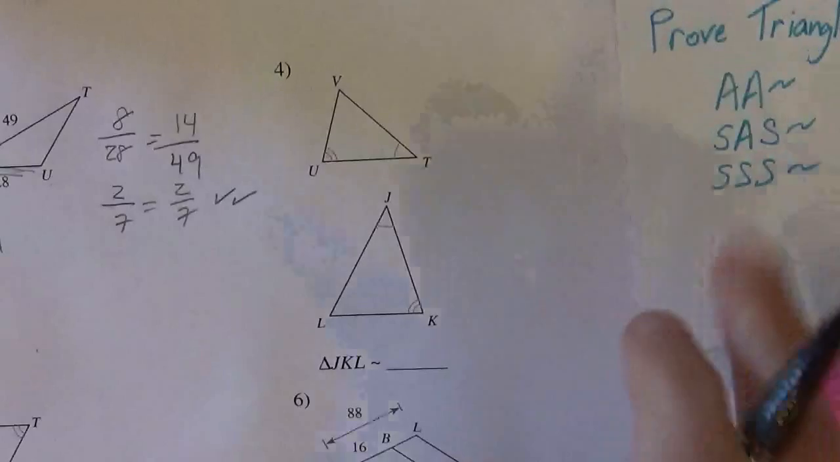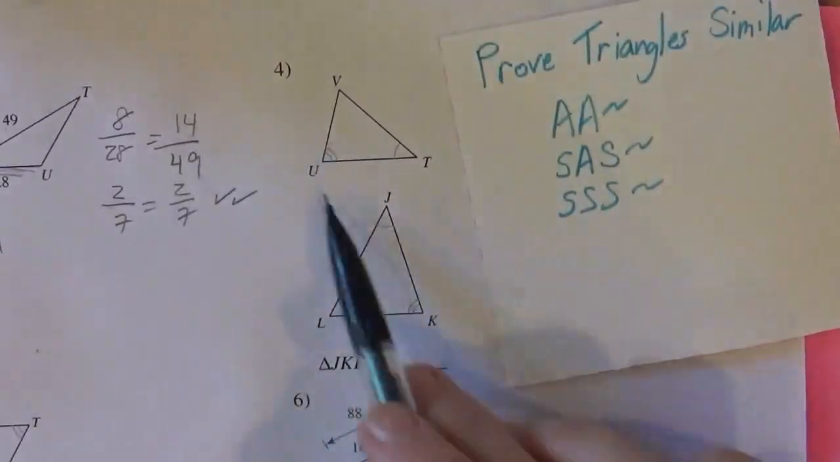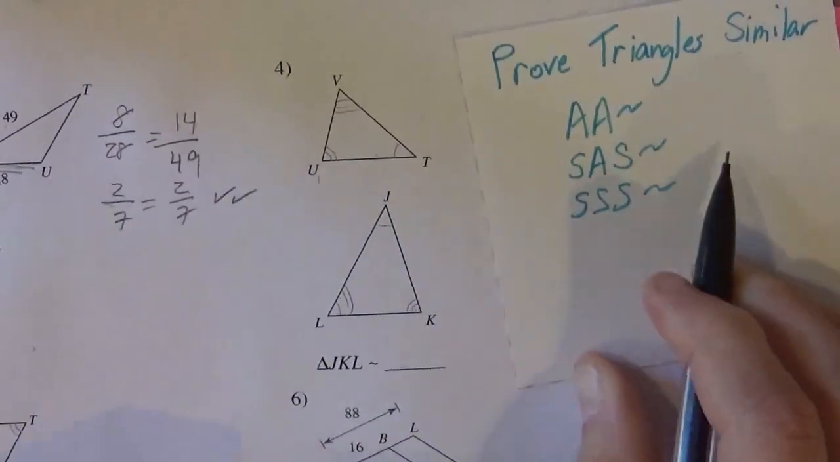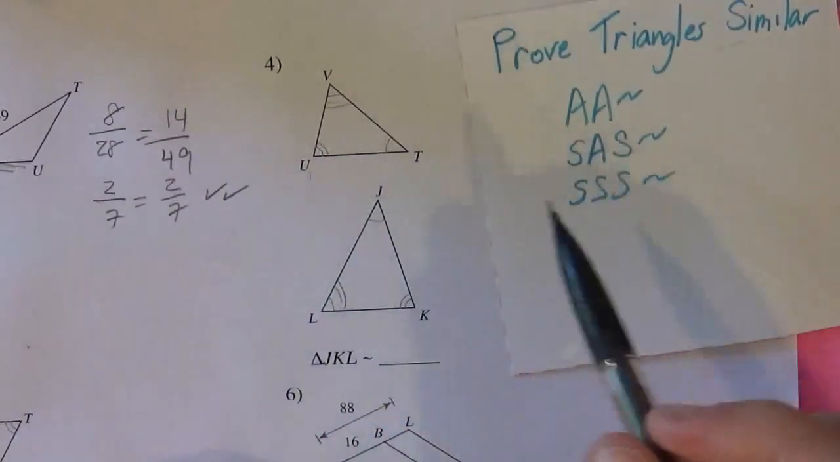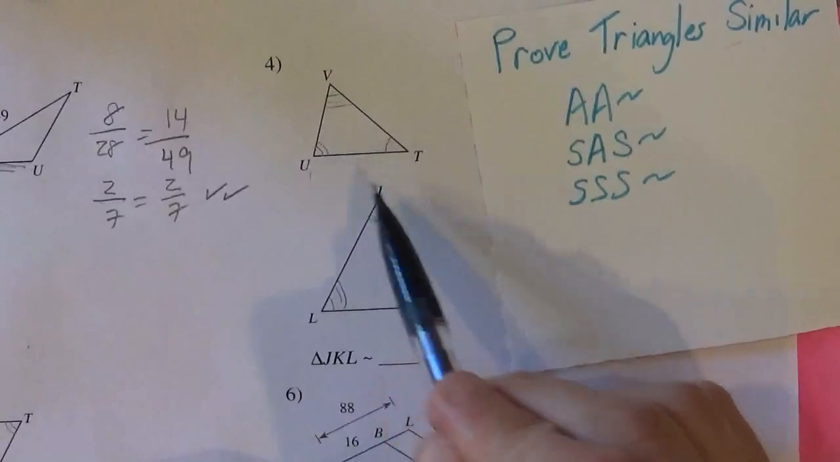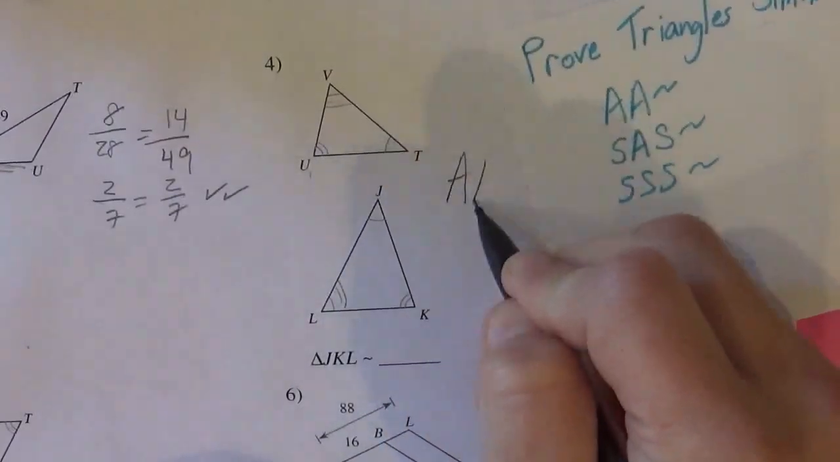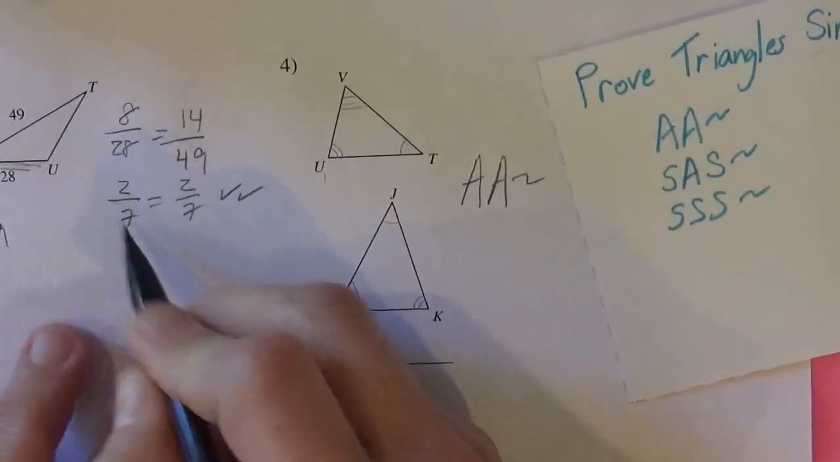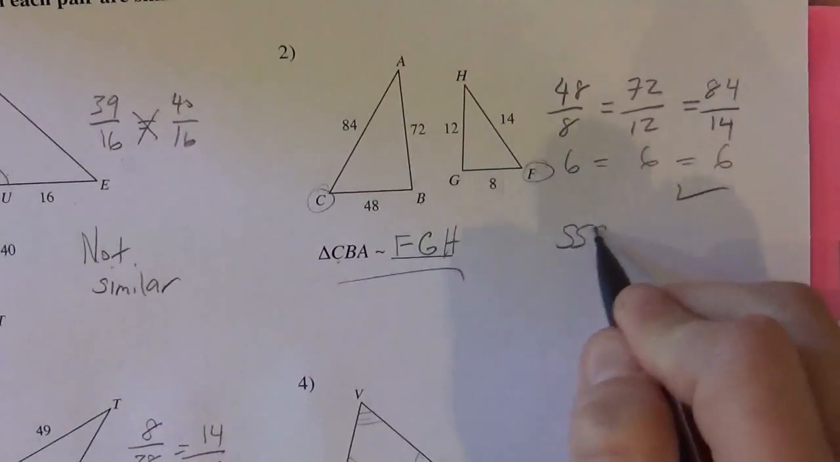So let's see. Oh, this one's the nicest. The angles are the same, therefore the third angle must be the same. My geometry book called this the no choice theorem. But they're definitely similar by angle-angle similarity. Oh, and I should have said that this one was similar by side-angle-side similarity, and this one was similar by side-side-side similarity.